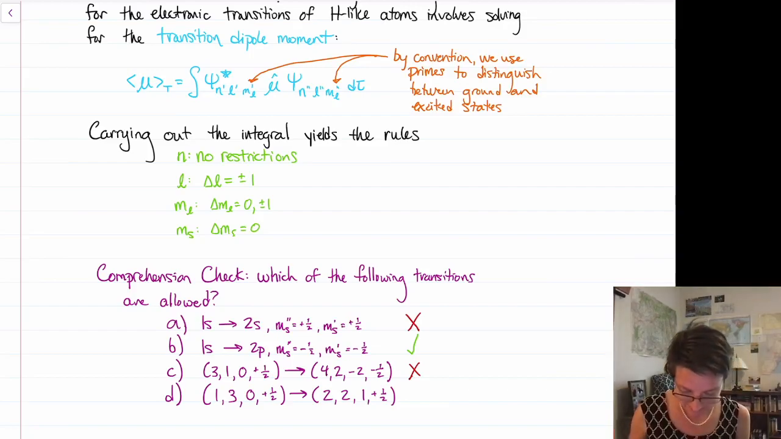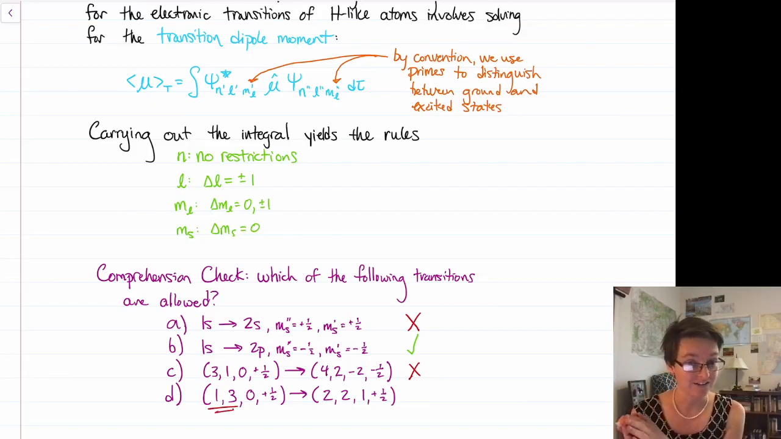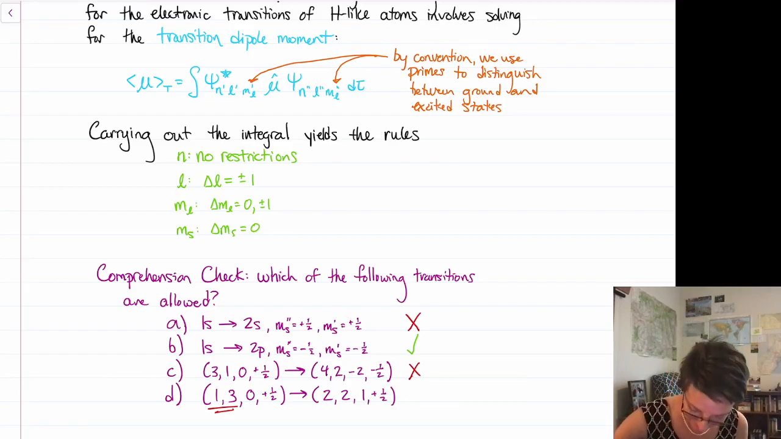And as for D, all of our changes in quantum numbers look good, but it tricked us. This doesn't correspond to an orbital at all because it doesn't obey the rule that N has to be greater than L. So this one was a bit of a trick question because this one's not an orbital.